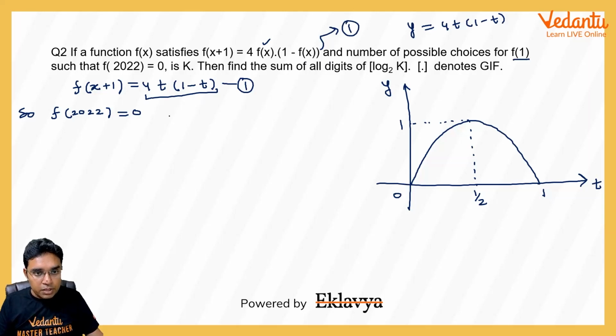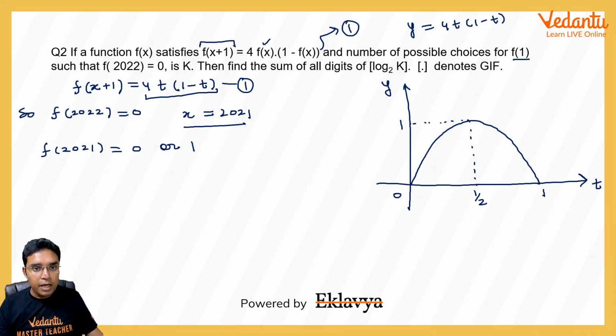So in this equation number 1, if I take x equal to 2021, you can check that f of 2021 will be either 0 or 1. Let me repeat it once again. If x is 2021, this will be f of 2022, which is 0. Then f of 2021 will be either 0 or 1. I hope that is clear.